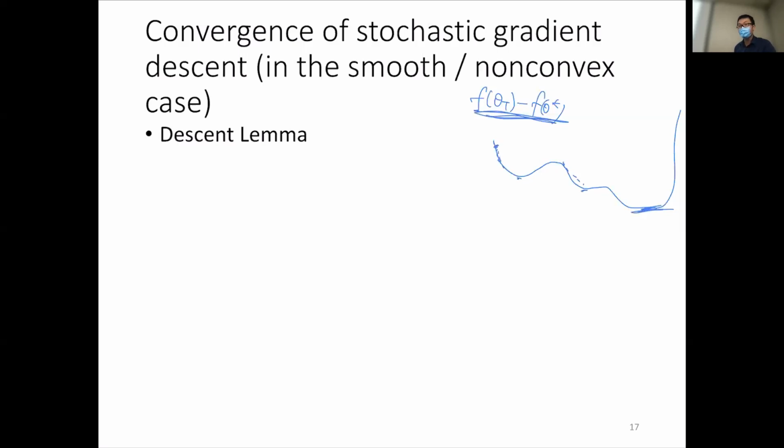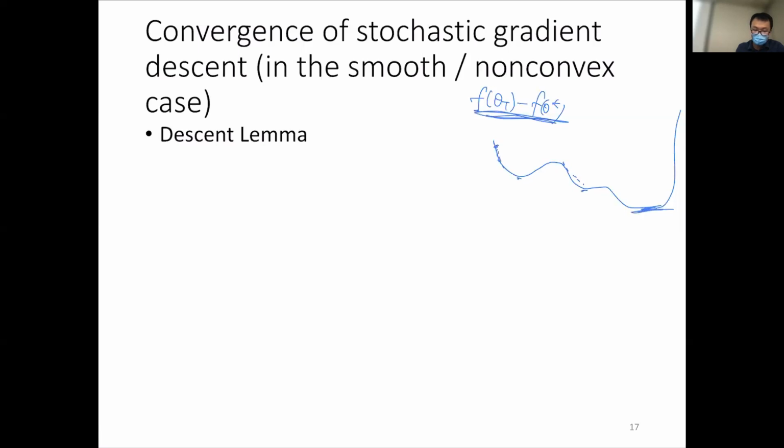But for this reason, let's make the requirement weaker so that we can say how quickly the algorithm will converge. To start, we'll use something that's also useful for analyzing the convergence of gradient descent in the convex case, called the descent lemma.